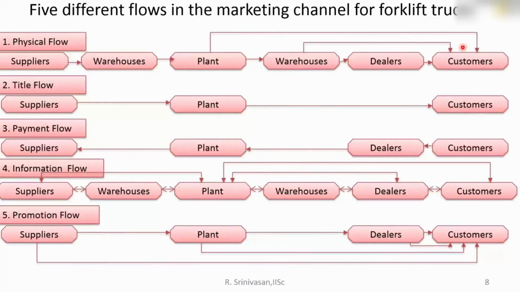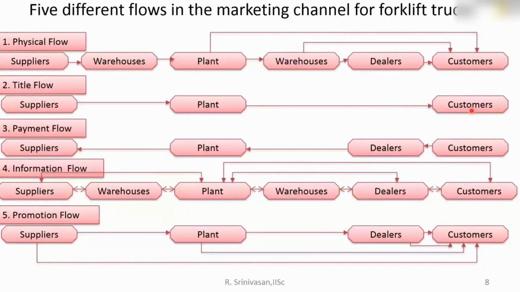The second is the title flow. How does the title flow come? The suppliers of these raw materials give it to the plant. Now their role is over. Now the plant comes out with the final product, converts all these raw materials to the final product. Then it is sold to the customer. Customer becomes the owner of that product. So the title flow will move from suppliers to plant to customers.